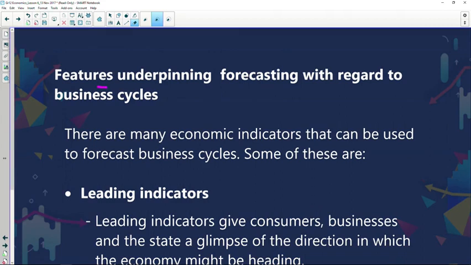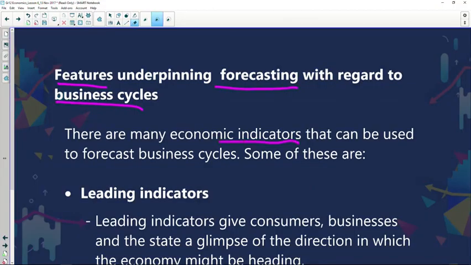So let's have a look at some of the economic indicators that could assist us when it comes to forecasting business cycles. So now we know that we're looking at features underpinning forecasting, which is another interesting concept in the world of economics. We're still looking at business cycles, the fluctuations that happen in the economy. We know that there are times where we enjoy some prosperity when our economy is doing really well, and then there are times when we are faced with economic difficulty as well. So there are many economic indicators that can be used to forecast business cycles.